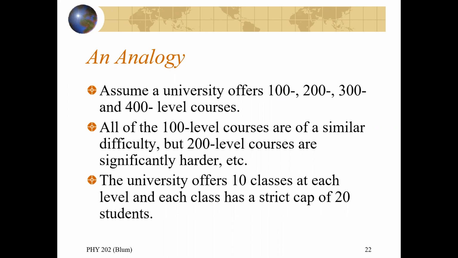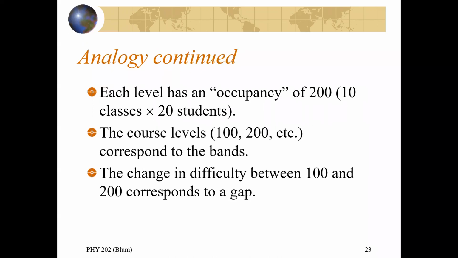So we're offering 10 classes at each level, and 20 students are allowed in a class. So there is an occupancy. There are 10 classes and 20 students allowed in per class. So each level allows for 200 students. There are 200 student slots in level 1, 200 student slots in level 2, etc. And there's a change in the difficulty between these levels. That is the gap.